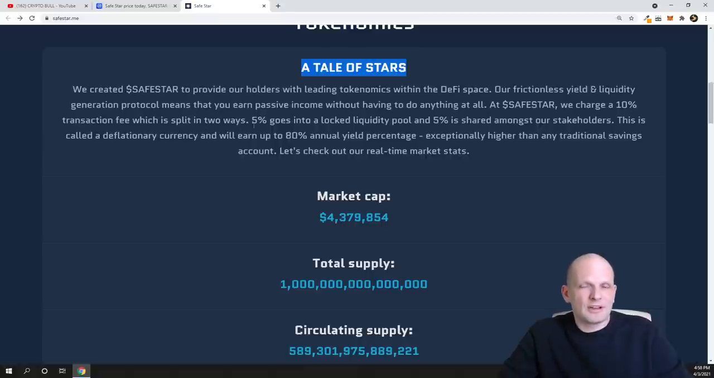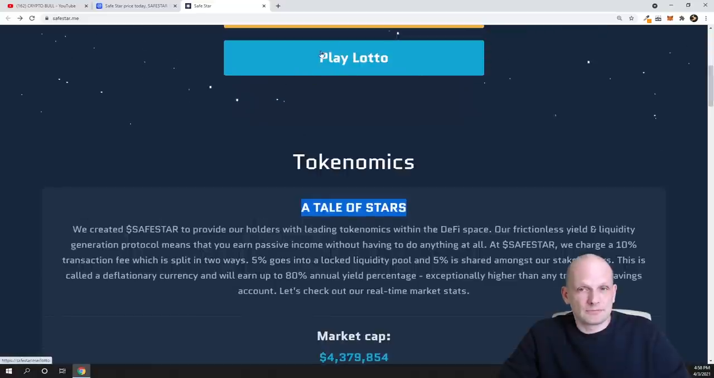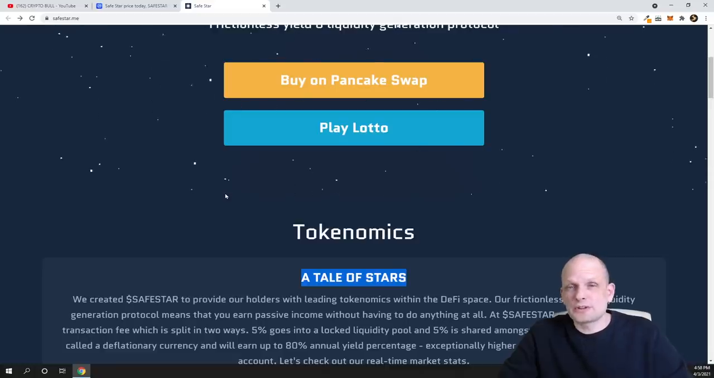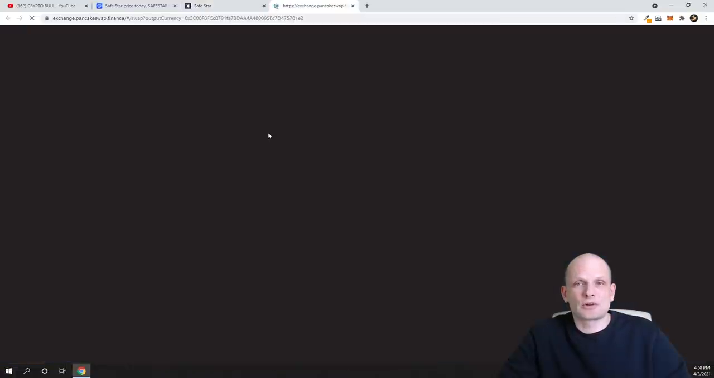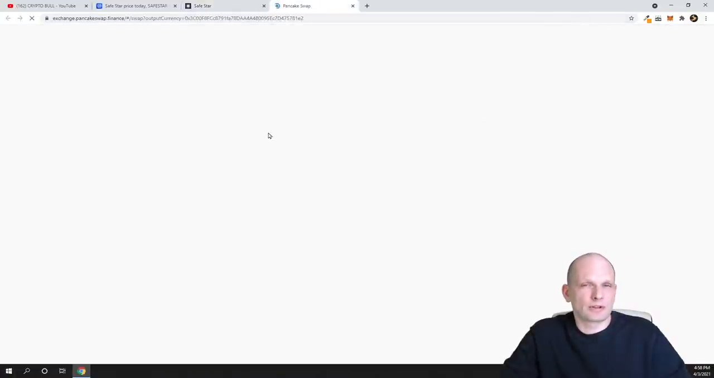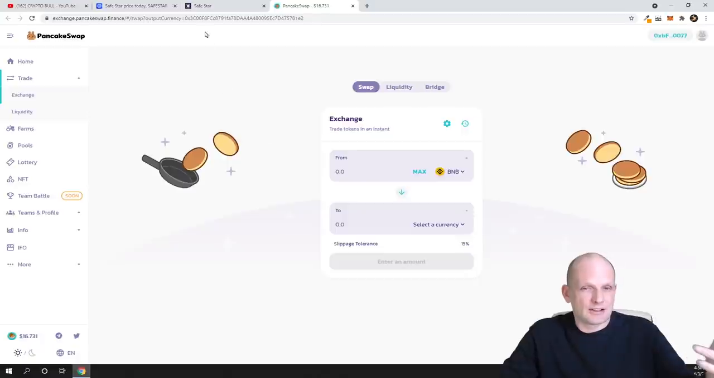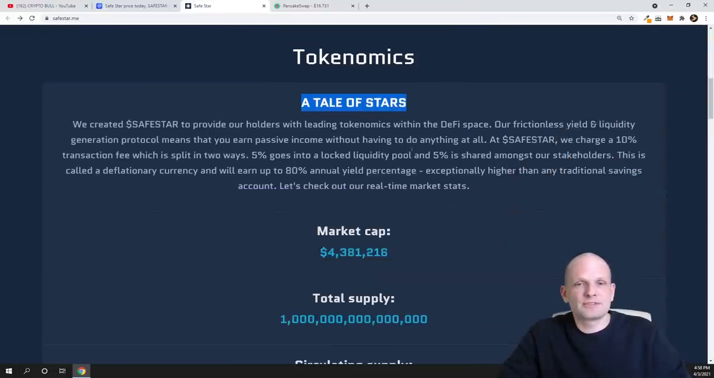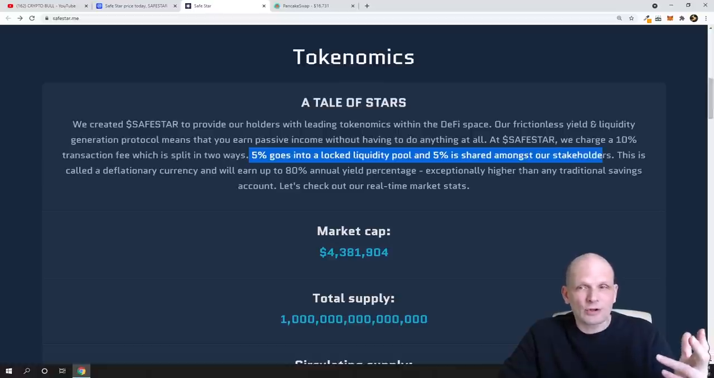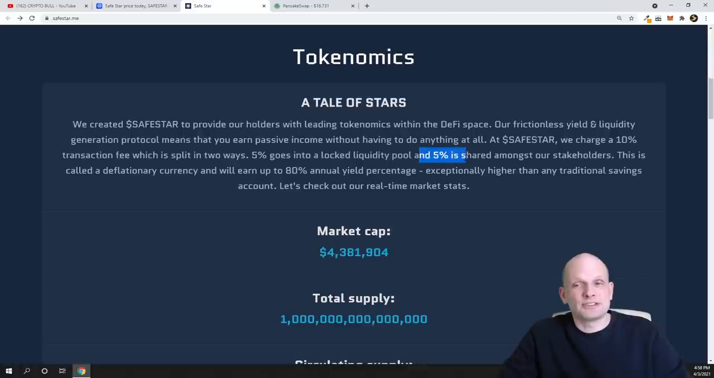At Safestar, we charge a 10% transaction fee, which is split two ways. And by the way, if you will be using PancakeSwap, you will need to increase your slippage, because you will not be able to buy it. Actually, I will show you. If you will be using, for example, 1%, because as you can see from their website, they charge 10% from each transaction, guys. And 5% goes in a locked liquidity pool, and 5% is shared amongst our stakeholders. This means if you are holding tokens, you are earning these 5%.